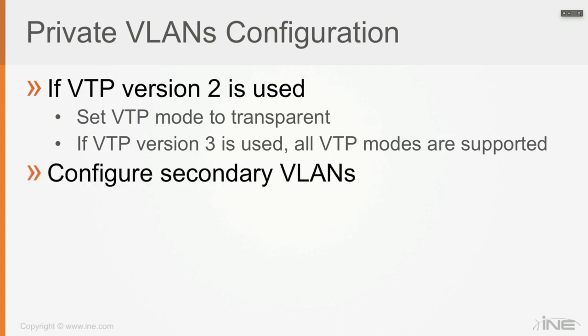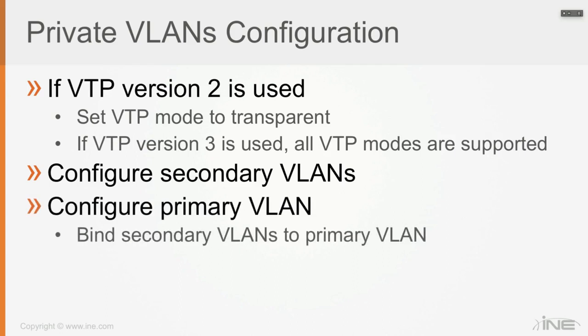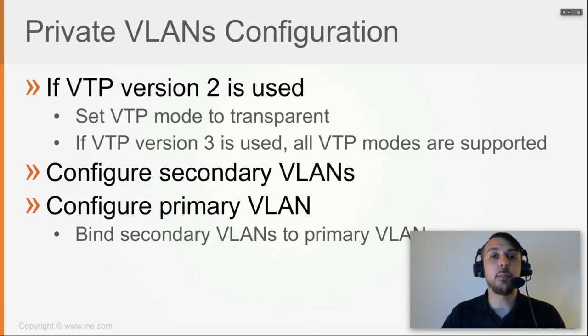Then the next step is going to be to configure secondary VLANs, name them isolated or community. Then we configure the primary VLAN and we bind the secondary VLANs to the primary VLAN. Why do we do that? Because we can have multiple such associations. We can have, for example, isolated VLAN of 10 and community of 20 associated with the primary of 100. And isolated VLAN of 90 and community of 120 associated to primary of 200.